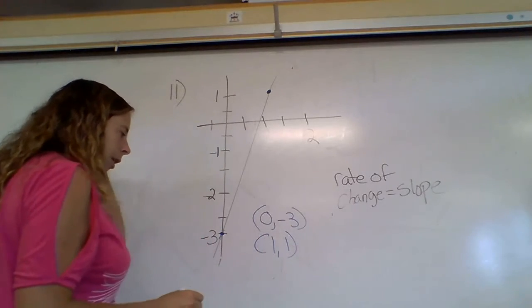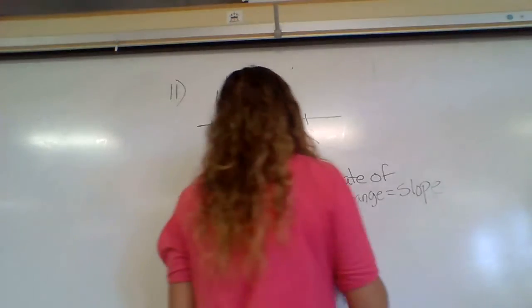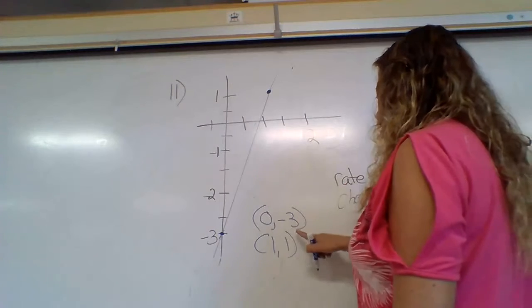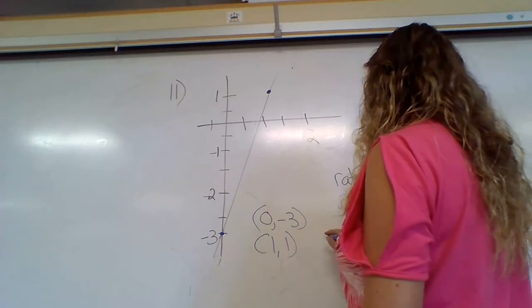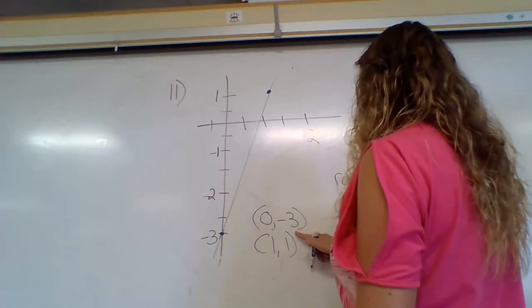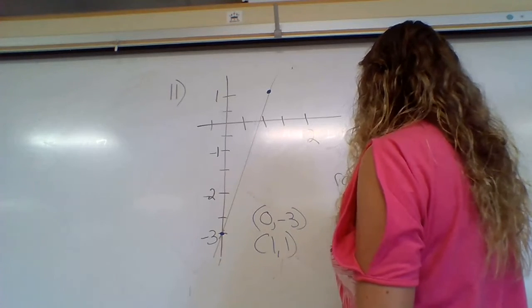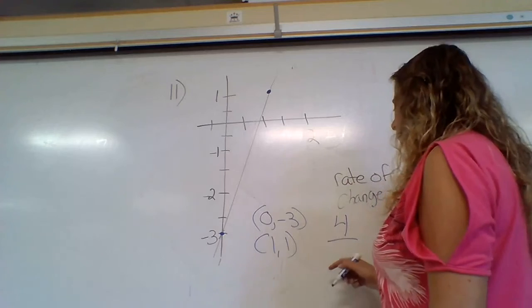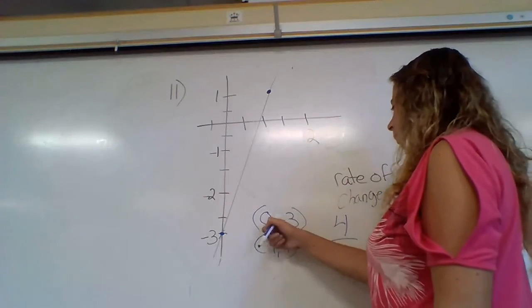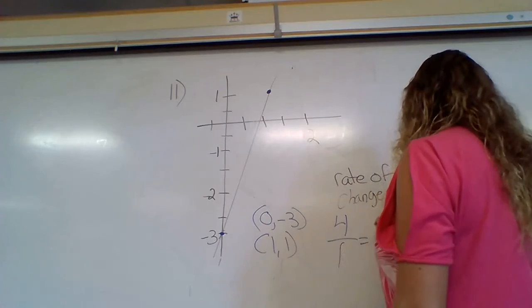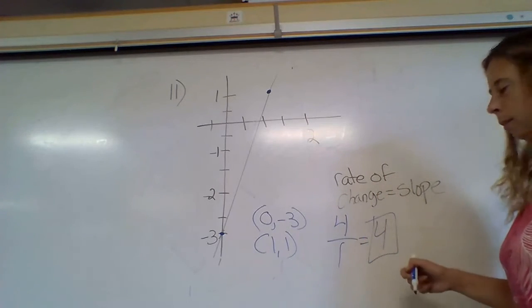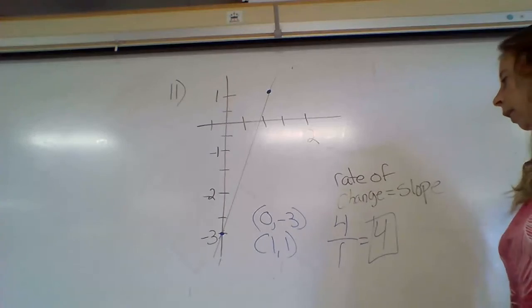So you can either count it on the graph, or you can just ask, what's the change in y? I'm going from negative 3 up to 1. 4. Negative 3 plus 4 is 1. Change in y is 4. Change in x from 0 to 1 is 1. 4 over 1 is just 4. So that would be your rate of change, 4.